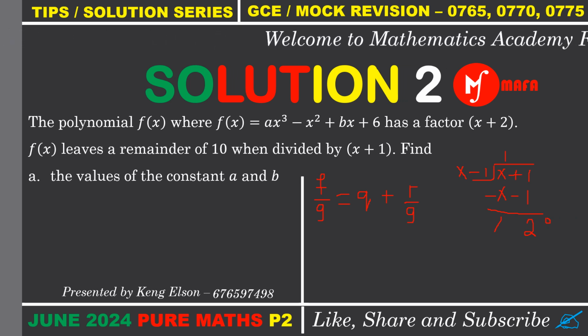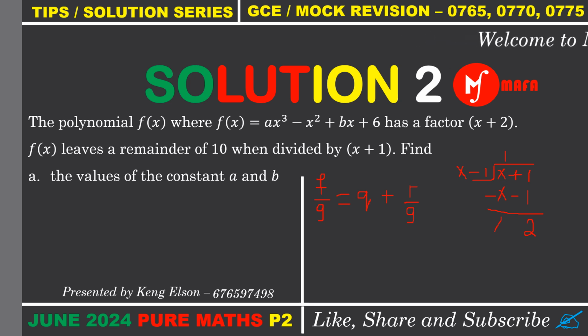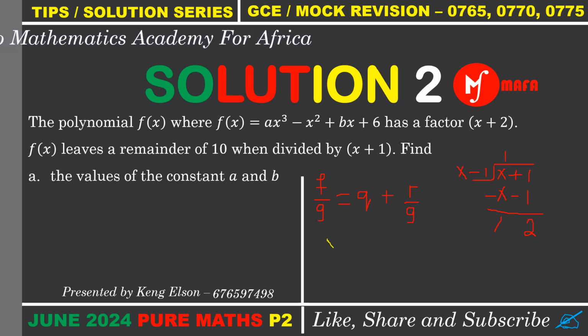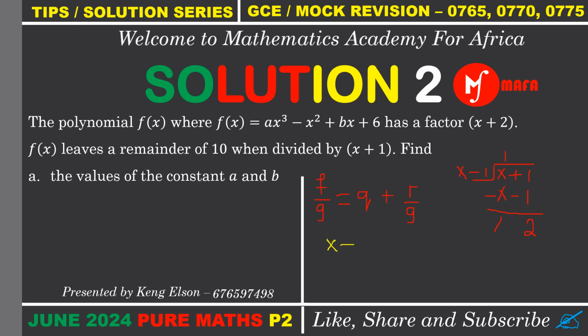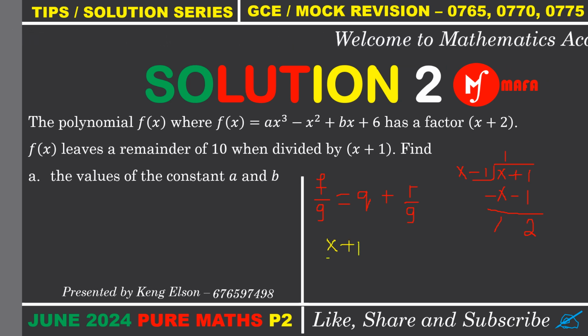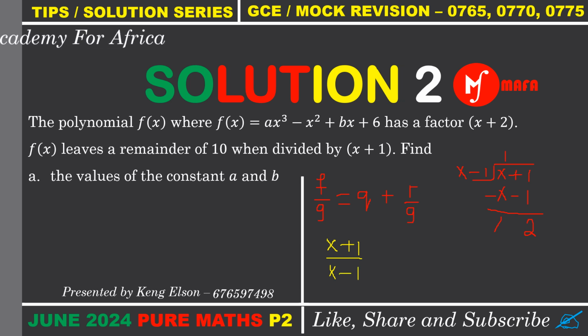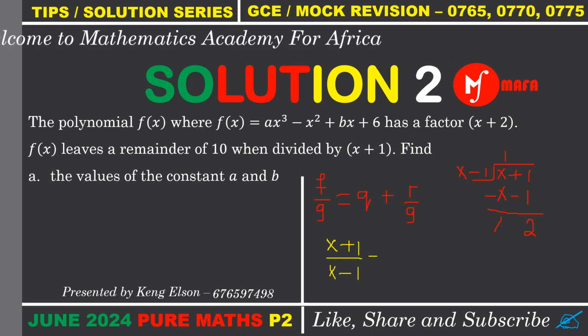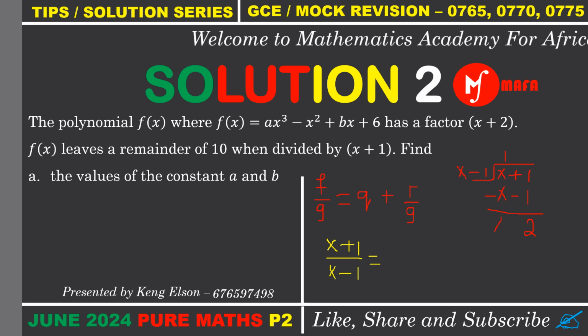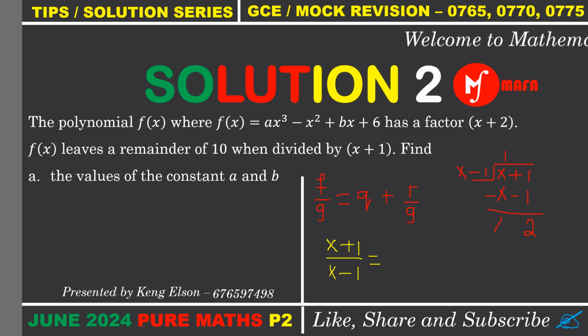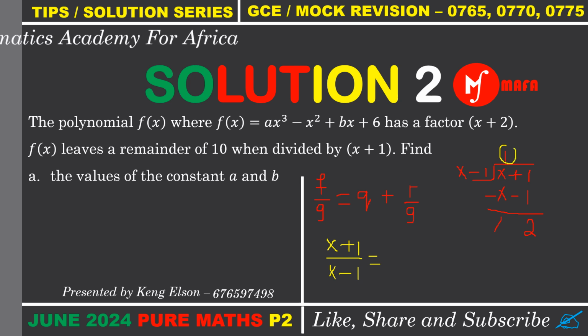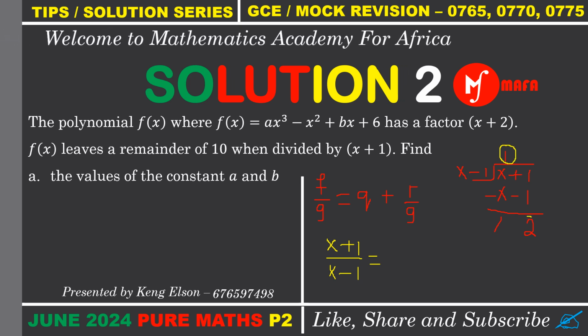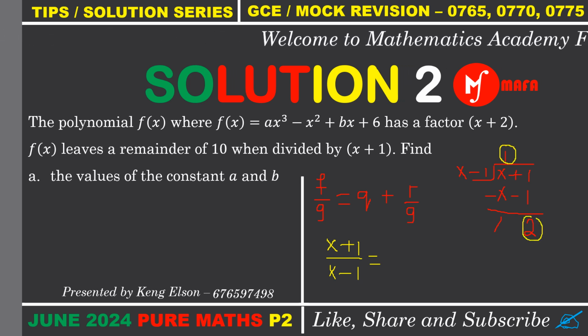Alright, so how then do you write x plus 1 divided by x minus 1? How do I write it? Now this x plus 1 in the numerator is what we call the dividend. The x minus 1 in the denominator is what we call the divisor. The answer we have here is what we call the quotient. The answer we have here is what we call the remainder after the division.